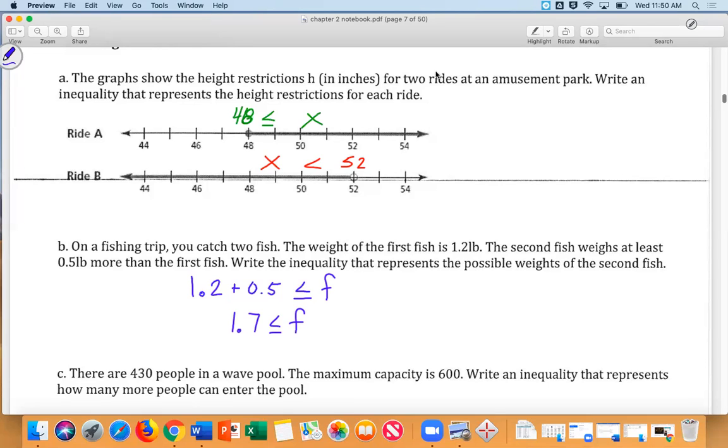Which is not really a big fish. Typically, it's a decent sized trout, but not really a wall mounter, if you will.